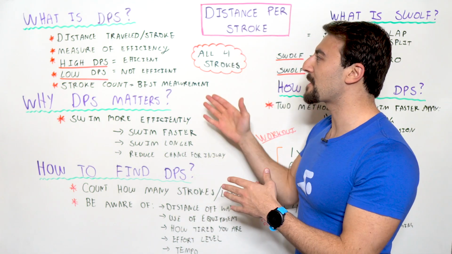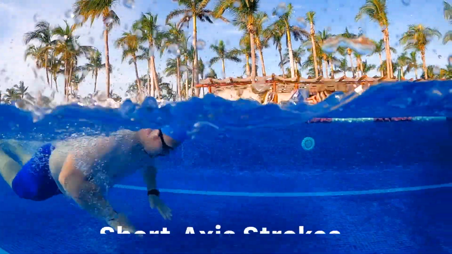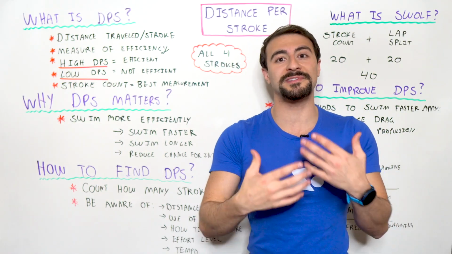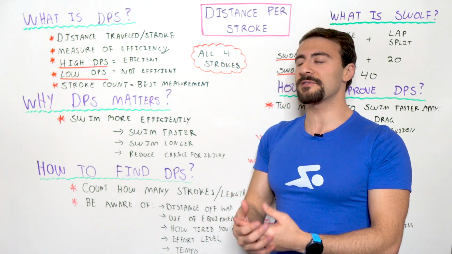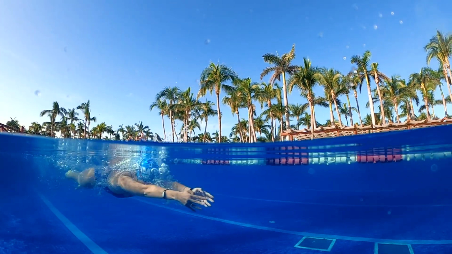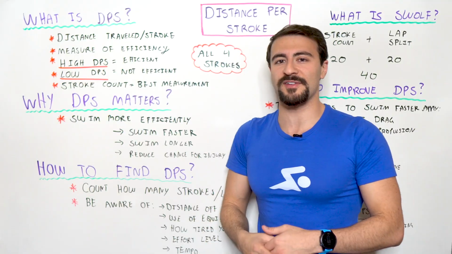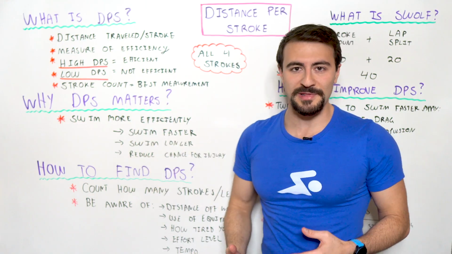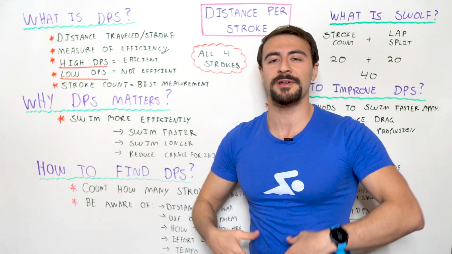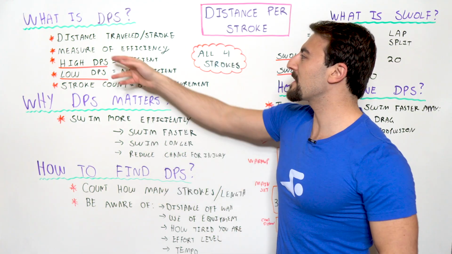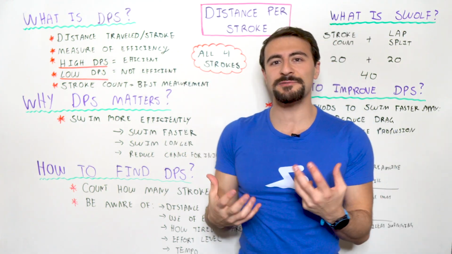The difference is that butterfly and breaststroke are short axis strokes, where you're moving both of your arms together, and as a result, your stroke cycles and your distance per stroke seem to be a little bit more efficient. So you're going to take fewer strokes per length when you do butterfly and breaststroke, and you're going to have more distance per stroke. Now, it's really a measure of efficiency, and that's why this is important.